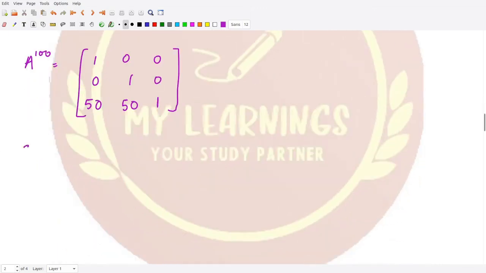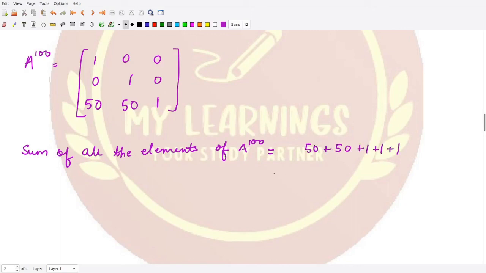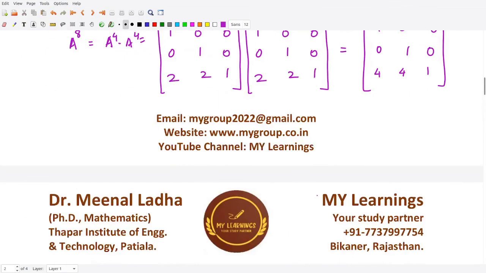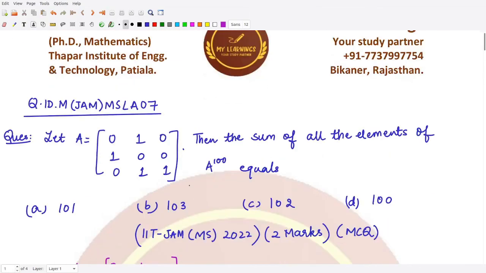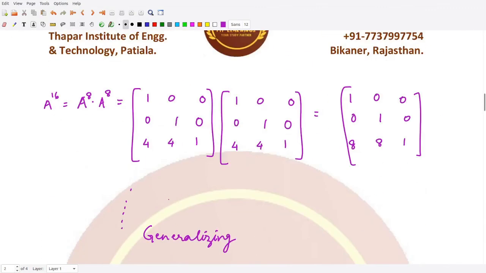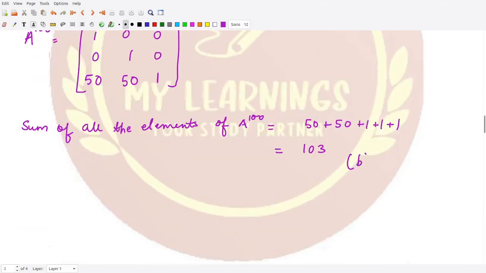So what would be the sum of all the elements of this matrix? You could just add up all the elements. You have 50 plus 50 plus 1 plus 1 plus 1, which is equal to 103. So 103 is our correct option. Let's look at our options. Here option B is the correct option.